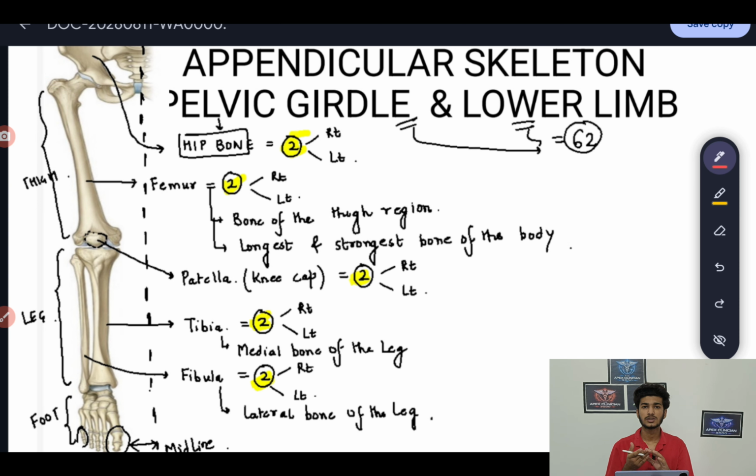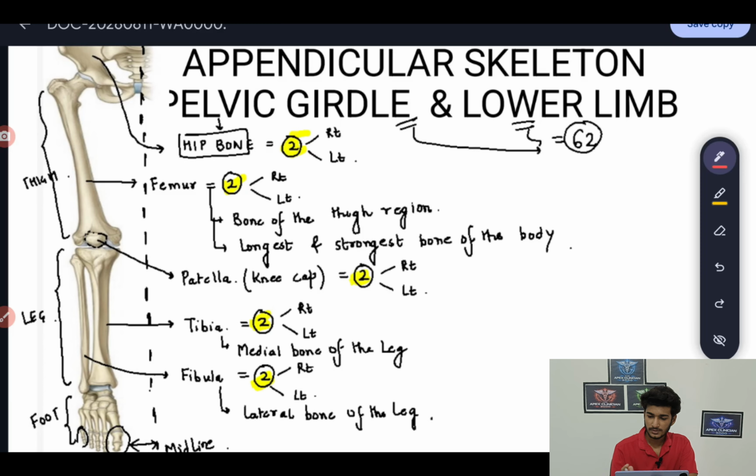Then there is the femur bone, which gets attached to this hip bone with the hip joint, which is a ball and socket type of joint. So here the femur gets attached. This is not divided into two parts, but it is present two in number, that is, one at the right side and one at the left side.